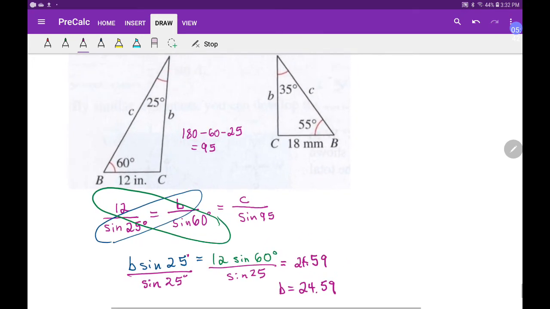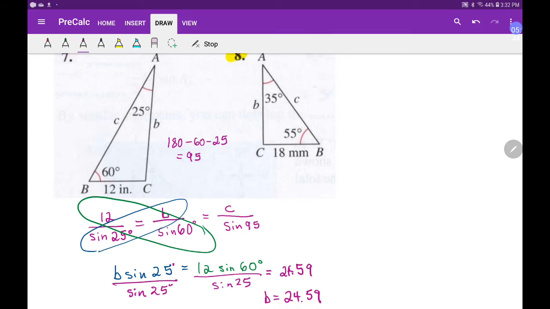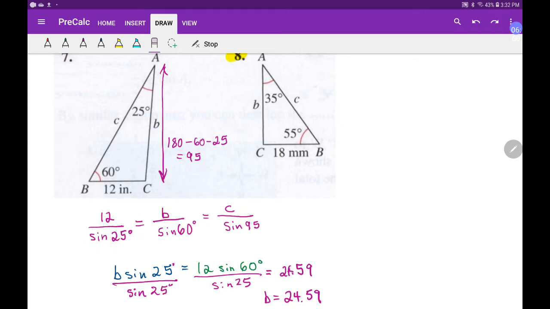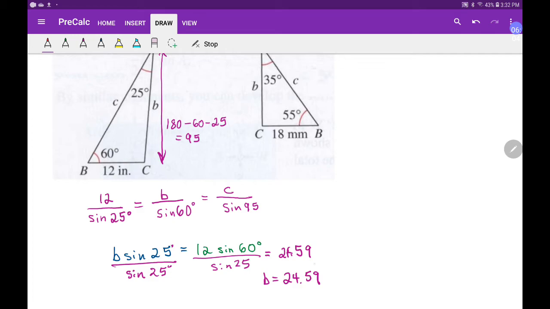And I look up here and I say, does that make sense? Well, this is a little side over here. It's 12. B is a long side. So sure, that makes good sense. It's a lot bigger than 12. So anyway, don't want to put too much on here. So there's B.